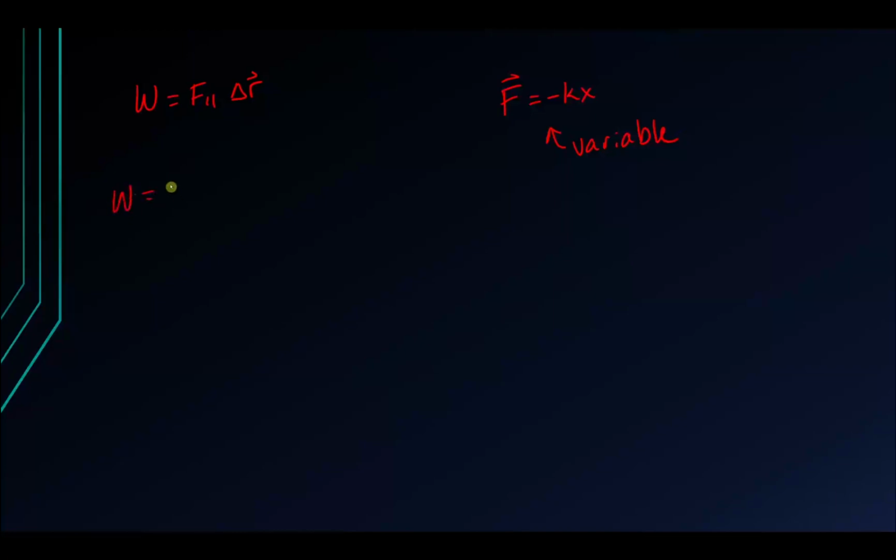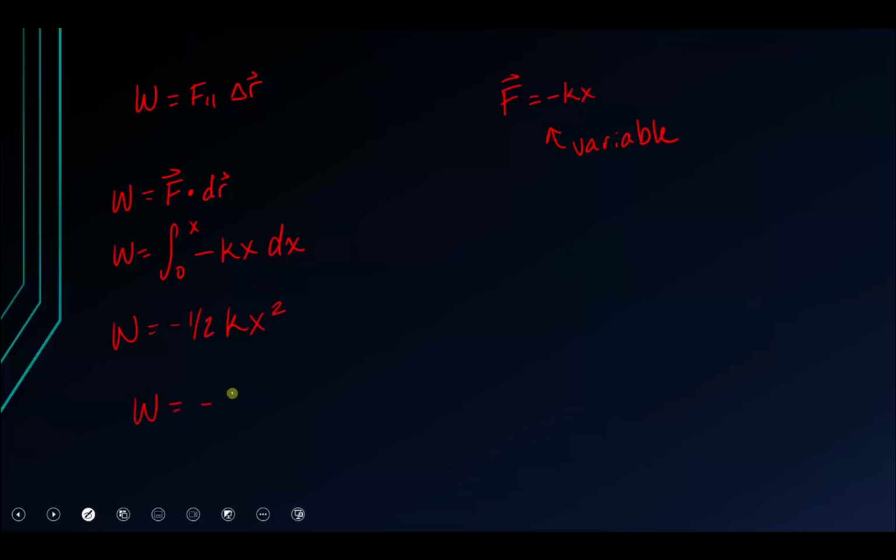So our definition of work, for those of you in the class who have had calculus, work is equal to F dot dr. We can find work by integrating from 0 to x. Our force is negative kx. We are going to replace the r with an x. So this gives us that work is equal to negative 1/2 kx squared. And if we recall, work is equal to a negative change in potential energy, this means that the potential energy of a spring is 1/2 kx squared.